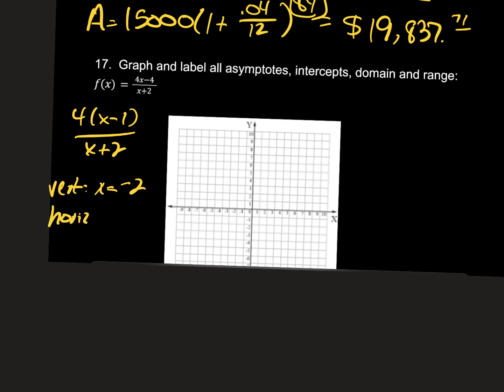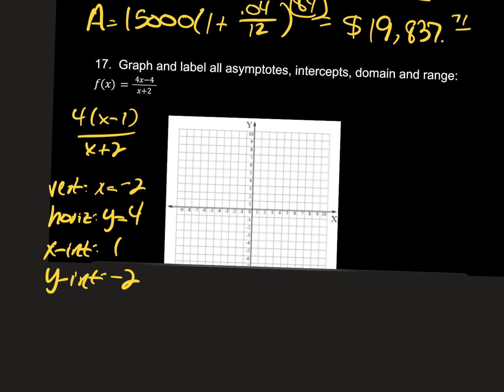Horizontal, 3 rules. This time, the degrees are the same, so you do leading over leading, so I'm getting y equals 4. Vertical, x-intercepts. X-intercepts, whatever makes your numerator 0, which is 1. The y-intercept, cover up your x's, you get -4/2, which is -2. So I'm going to graph all that.